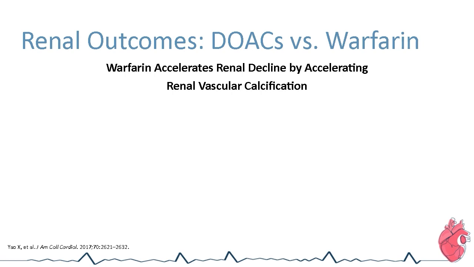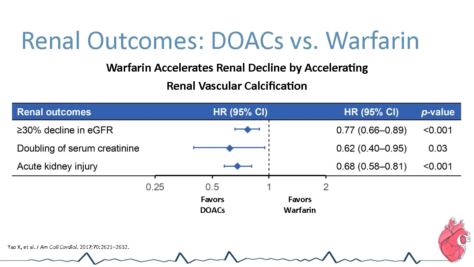If we look at renal outcomes in clinical trials of warfarin versus DOACs, we see that warfarin is actually harmful to the kidneys. It leads to calcification of the renal arteries, and that accelerates renal decline. Patients are more likely to have progressive kidney disease, have acute kidney injury, etc. So not only are the DOACs generally safe in patients with advanced CKD, but warfarin actually accelerates renal decline and makes it more likely that a patient will end up on dialysis.